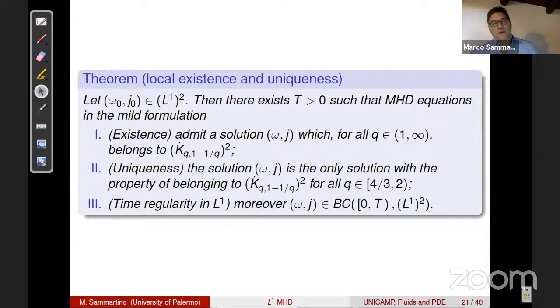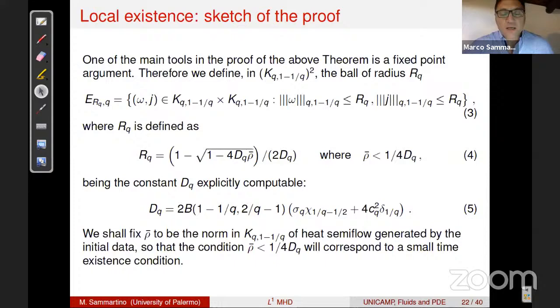I gave you a flavor of the kind of computation, so I will be quite sketchy in how to prove it. The main tool to prove the above theorem is a fixed point theorem. So we define this E R_Q, Q, which is a ball in the Kato space. And omega j needs to be less than R_Q, where R_Q has this complicated expression in which D_Q appears. Just believe me, D_Q has an explicit expression in terms of constants that derive from the estimates of the heat operators.